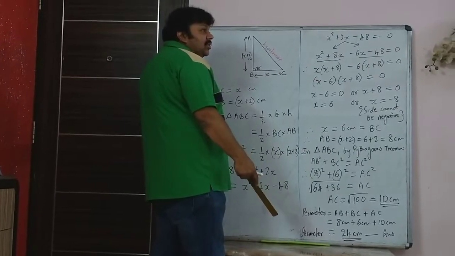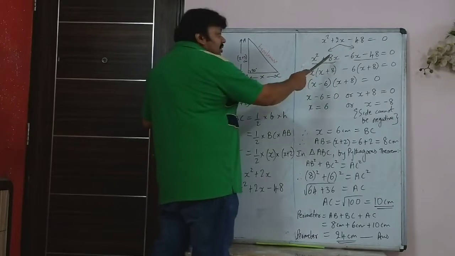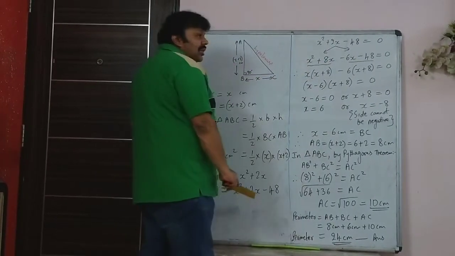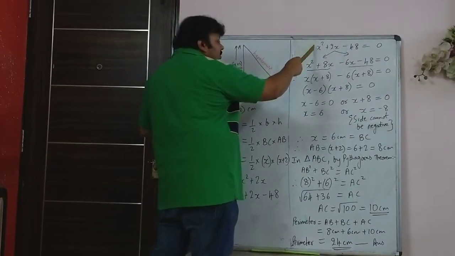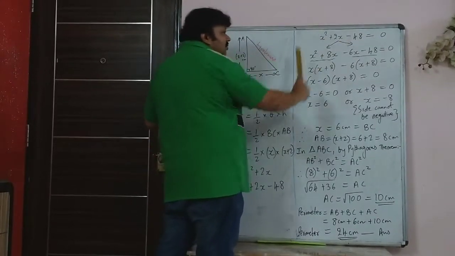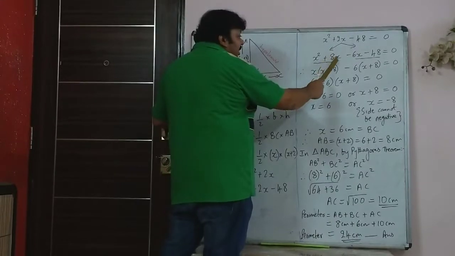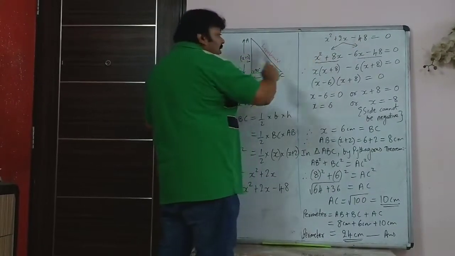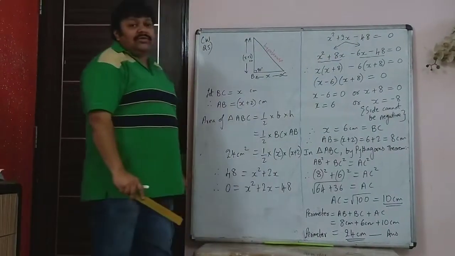You split the middle term into two parts, B1 and B2, such that when you add the two numbers, you should get 2x. And when you multiply the two numbers, you should get this into this. Coefficient of x squared is 1, 1 into minus 48, C is minus 48. So 8x minus 6x will give you minus 48x squared. So this is the splitting the middle term factorization method.